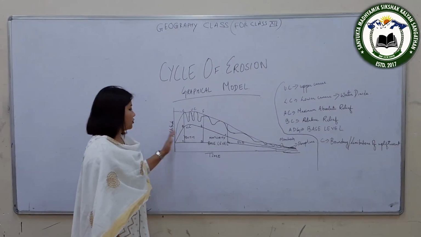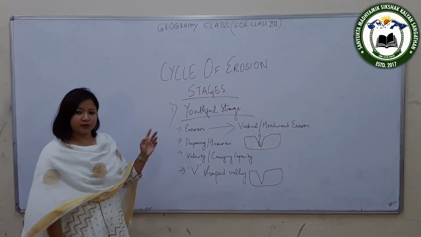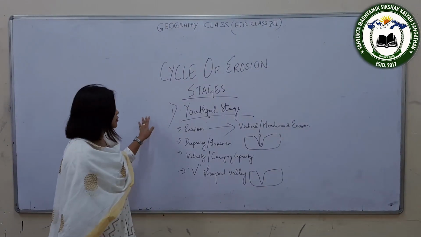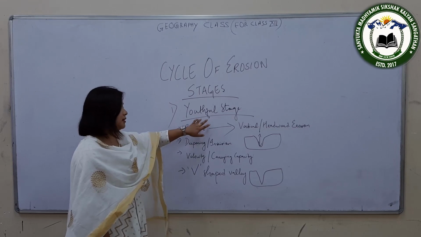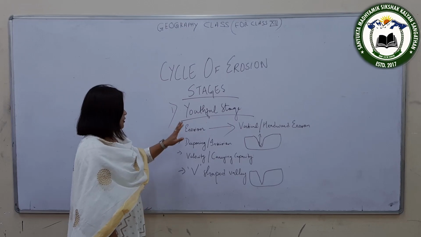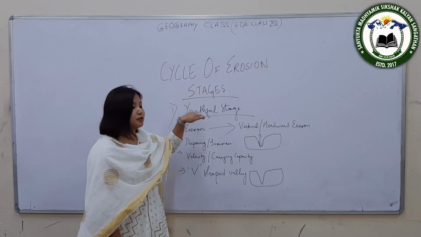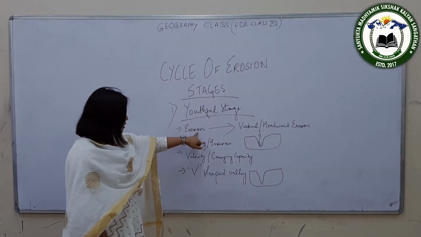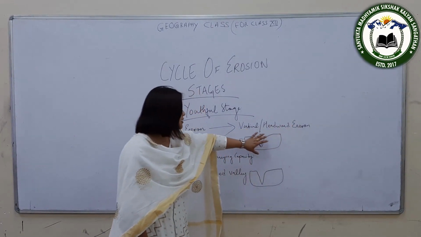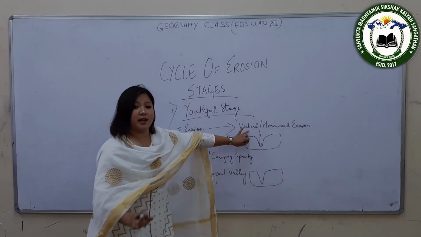Now I will come to the youth, maturity and old stages one by one. As you all know, there are 3 stages of cycle of erosion developed by W.M. Davis. So now I am coming to the first stage, that is regarded as the youthful stage. The youthful stage is characterized by erosion. After the upliftment of landmass, the erosion prevails. The erosion is of vertical or headward nature, which means that the erosion takes place from top to bottom, so it is regarded as vertical.